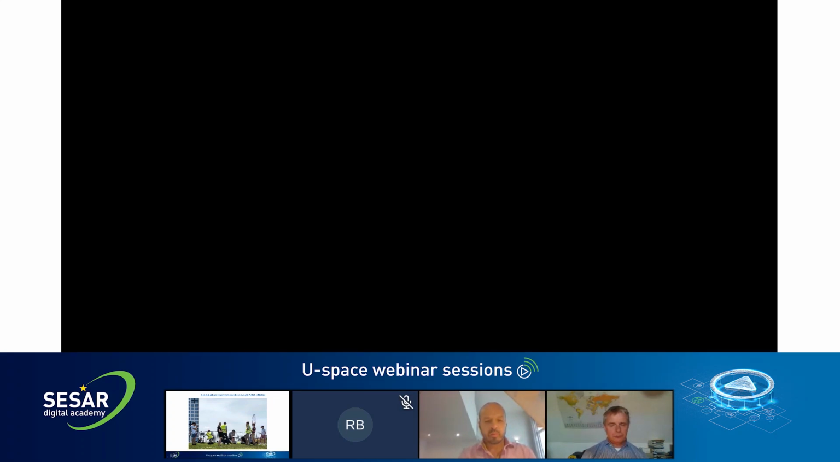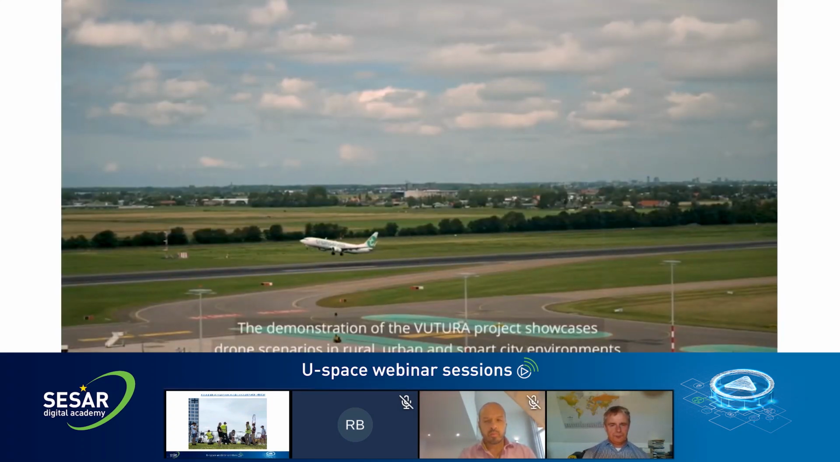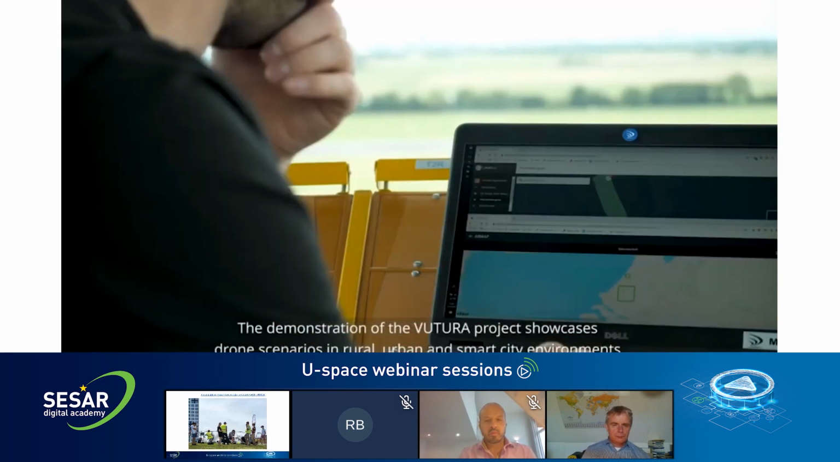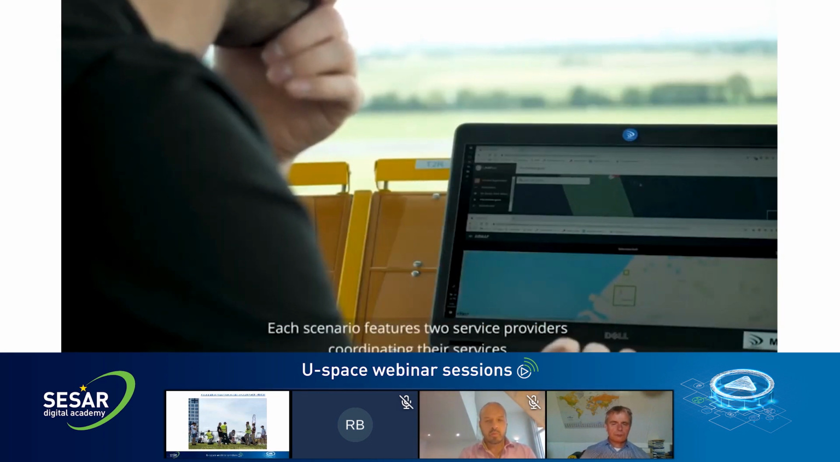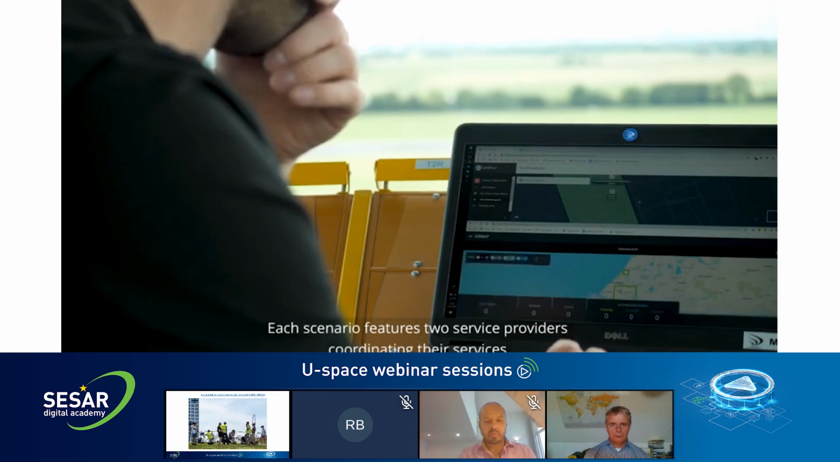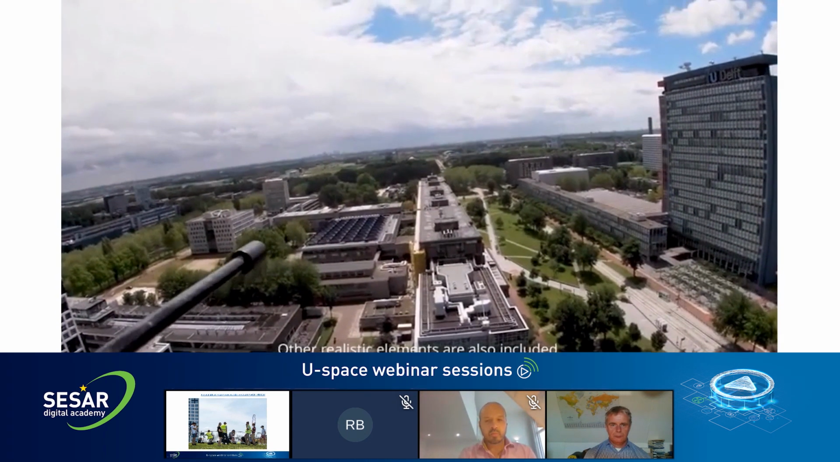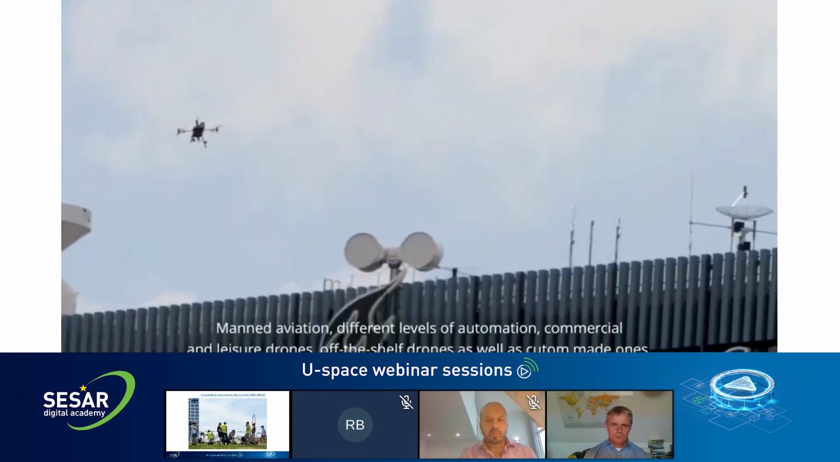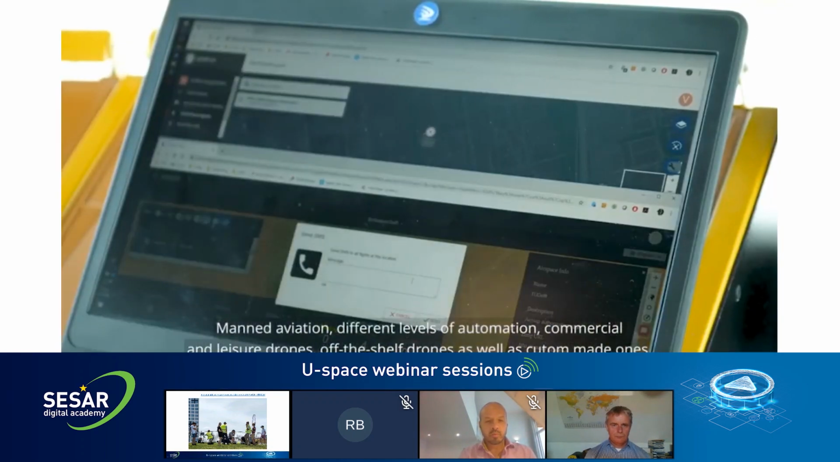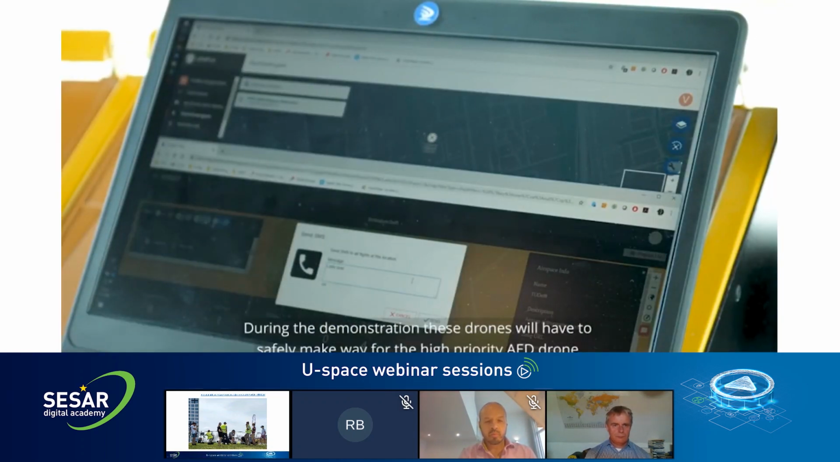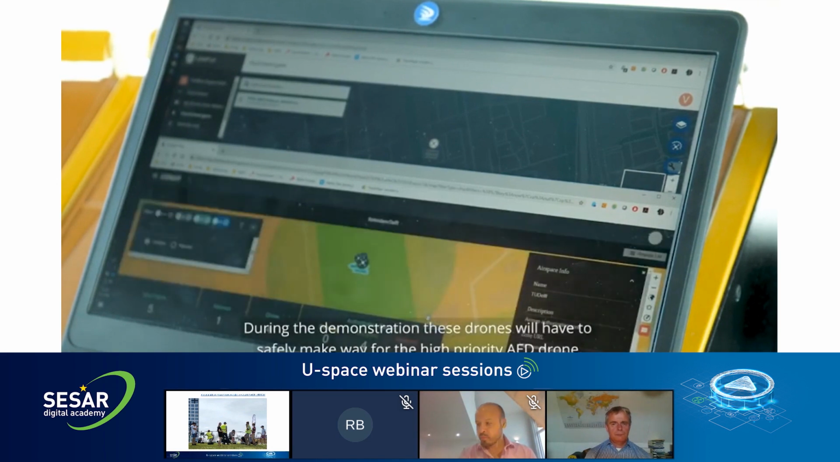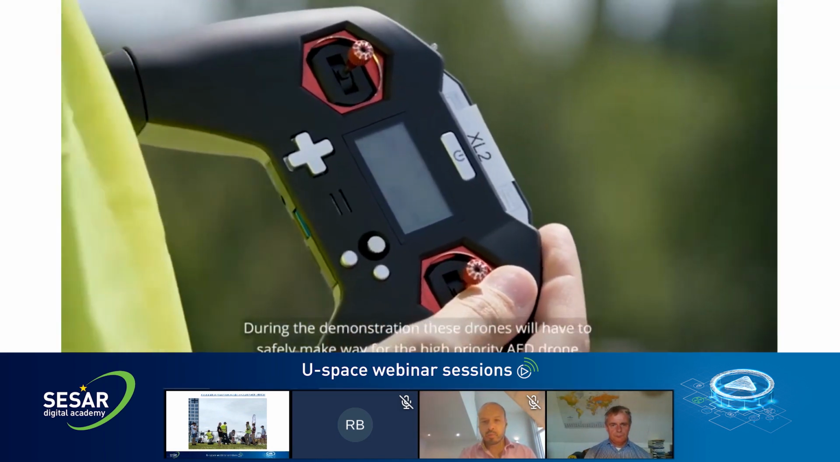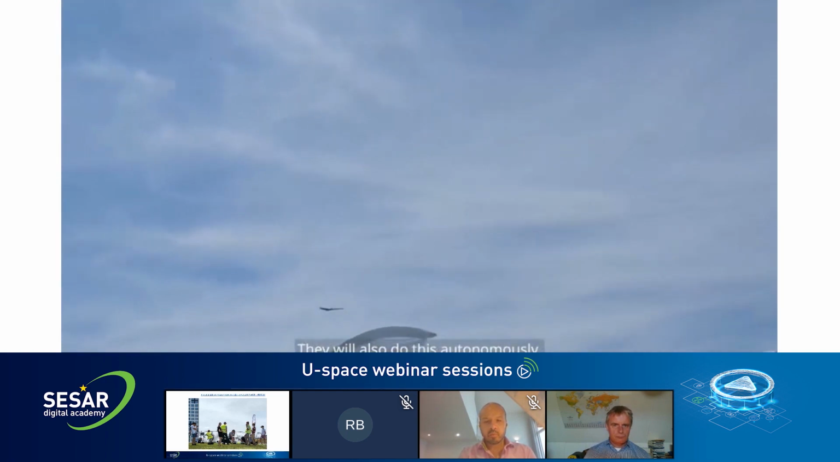The demonstration of the Fedora project showcases drone scenarios in rural, urban, and smart city environments. Each scenario features 2 service providers coordinating their services. Other realistic elements are also included: manned aviation, different levels of automation, commercial and leisure drones, off-the-shelf drones, as well as custom-made ones. During the demonstration, these drones will have to safely make way for the high-priority AED drone. They will also do this autonomously.